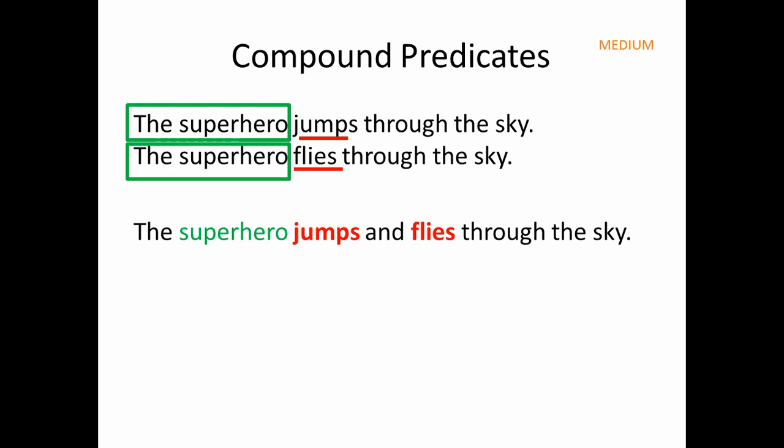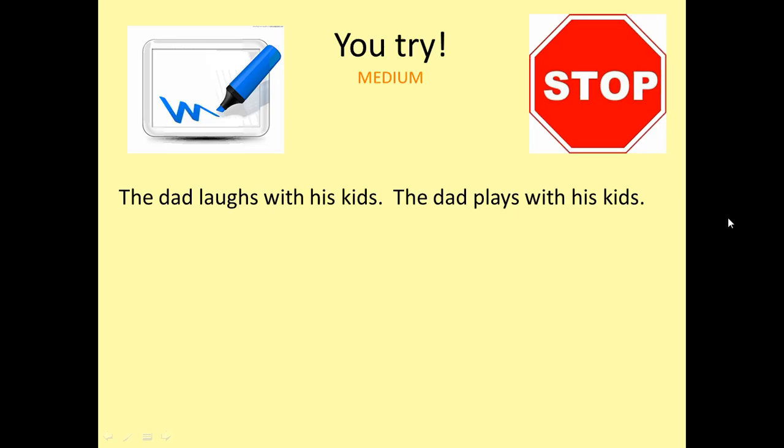It's going to get a little bit harder. Let's try a medium level one. The superhero jumps through the sky. The superhero flies through the sky. Both of these sentences are about the superhero. The two actions that he does are jumps and flies. So we can combine by saying the superhero jumps and flies through the sky.